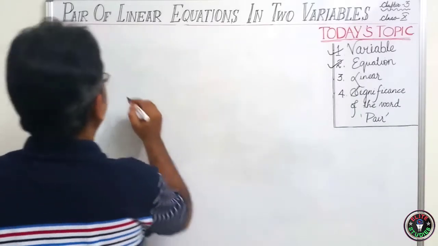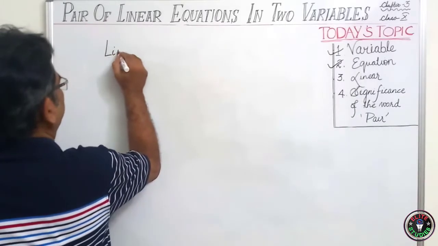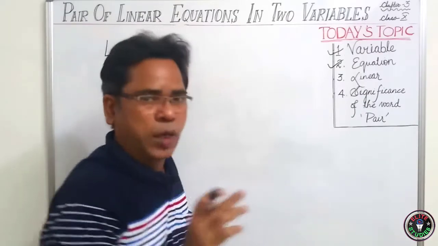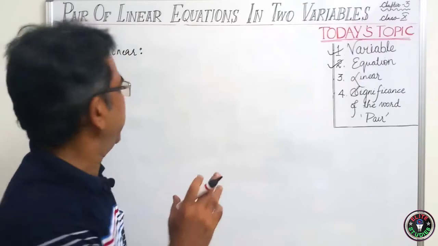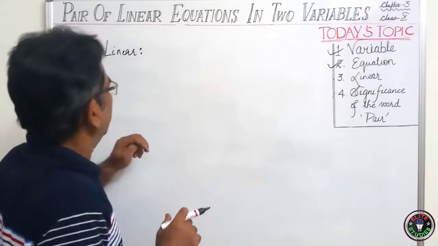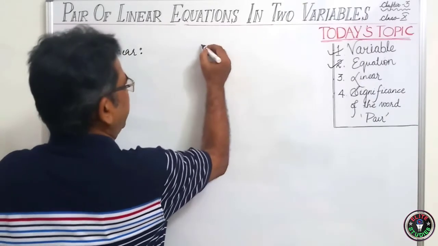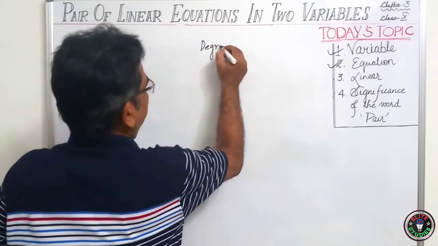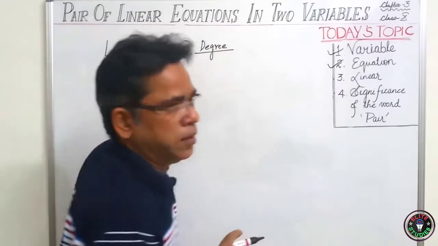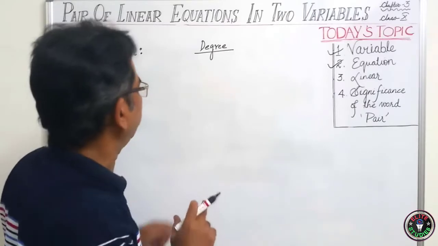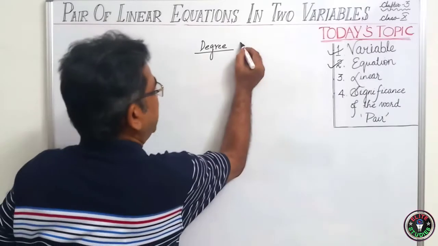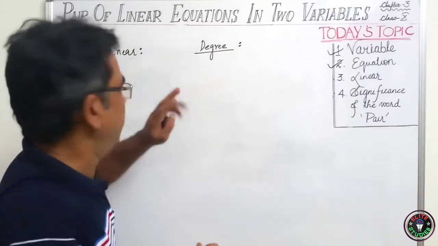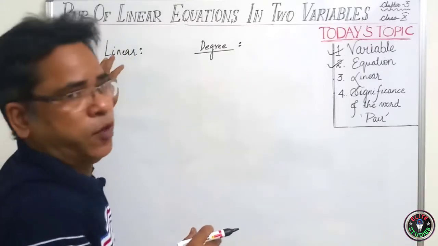Now let us come to the word linear. This is the most important part of this full chapter, to understand what is linear. Before that, let us have a bit of discussion on the degree of an equation, because until and unless you understand what the degree of an equation is, you will never be able to understand the meaning of the word linear.